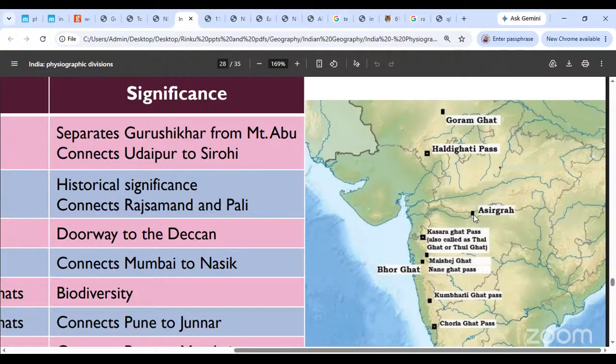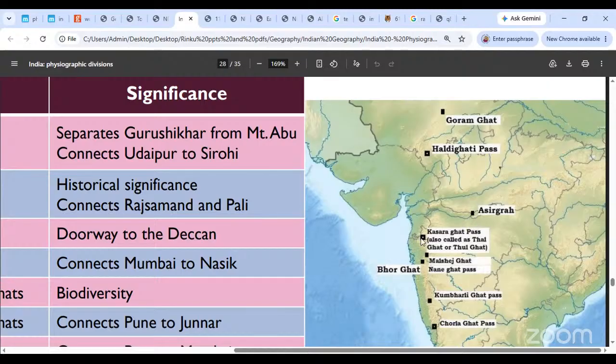It famously used to be called the doorway to Deccan. In history, people believed that whoever controls Asirgarh controls the entire Deccan, because that is the entry point. If you go from the north towards Deccan, Asirgarh is the place you will need to conquer. So that used to be famously called the doorway to Deccan. Okay, come to Kasara Ghat over here.